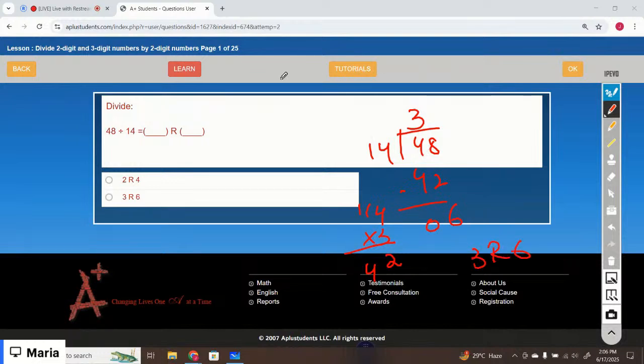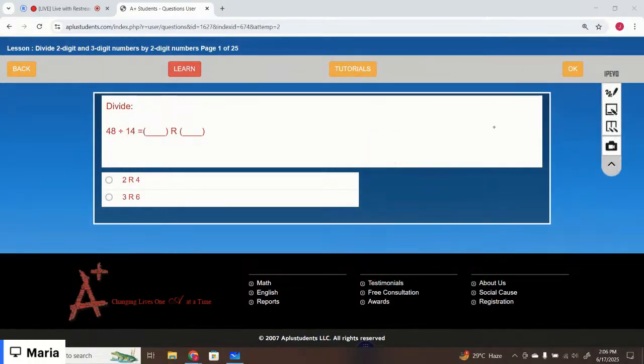Option 1 is the correct option. Why? 3 R 6. Option number 2 is the correct option.